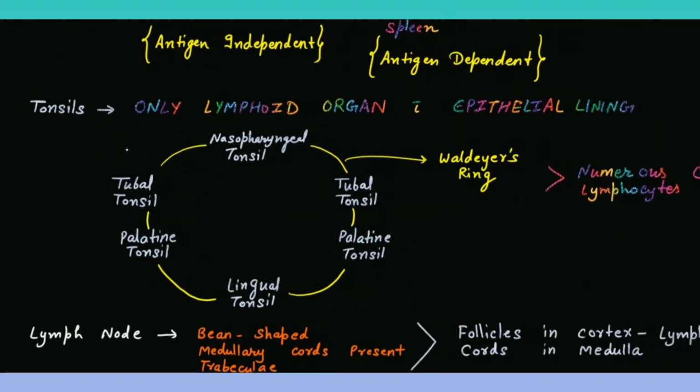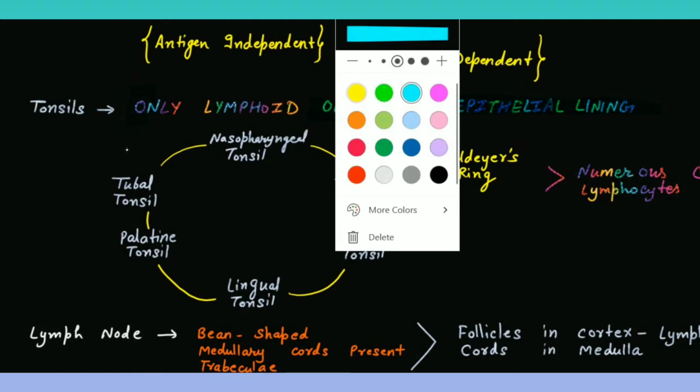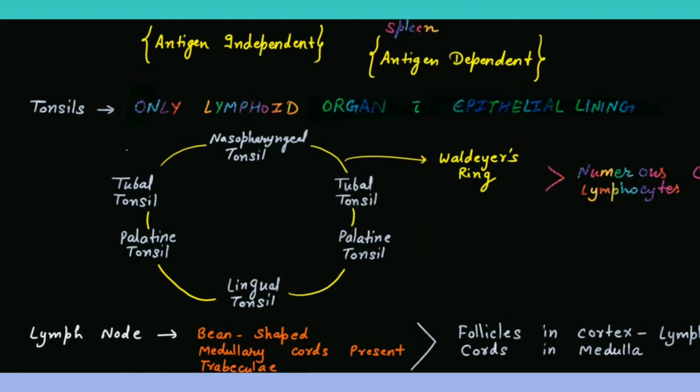Next is tonsils. About the tonsils, remember, it is the only lymphoid organ with epithelial lining. So the only lymphoid organ with epithelial lining is the tonsil. All others don't have the epithelial lining.